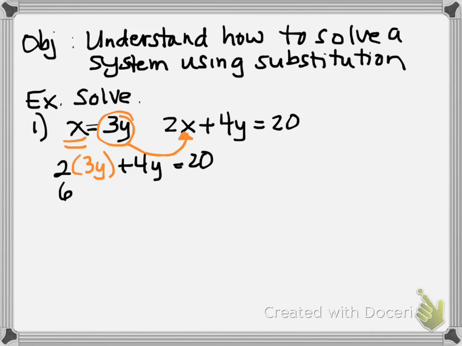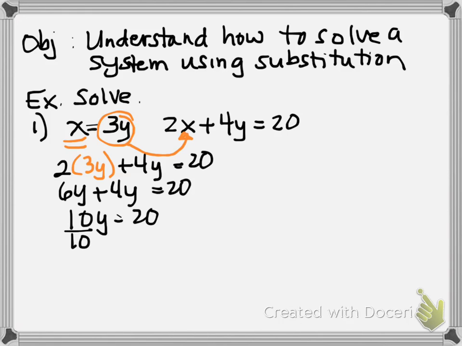So I multiply and I get 6y plus 4y equals 20. I get 10y equals 20. I divide by 10 and I get y equals 2. So for my solution, I have half of it. I've got the y coordinate. How would I figure out the x coordinate? What would I do at that point?